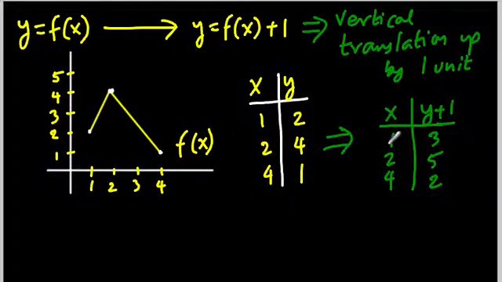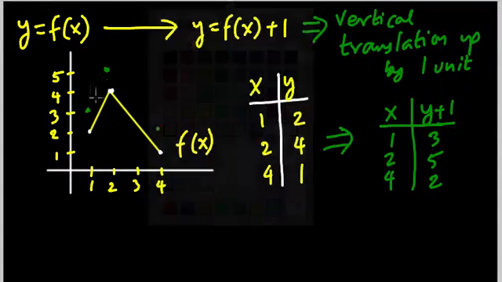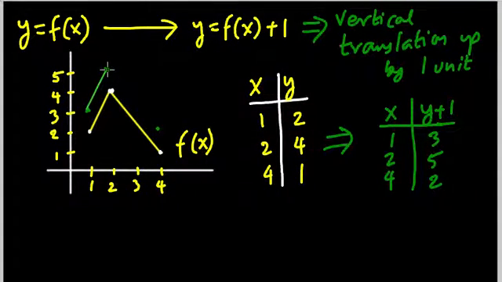And now let's just plot it. Our first coordinate is 1, 3, that's right there. Second one is 2, 5, right there. And our last one is 4, 2, right there. And I'm just going to connect the dots. There we go. And if you observe, nothing really has changed in terms of the shape. It's all just moved up.